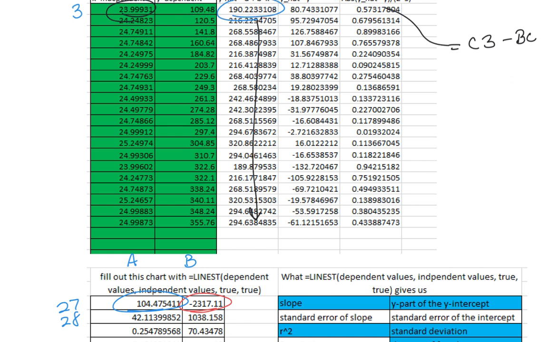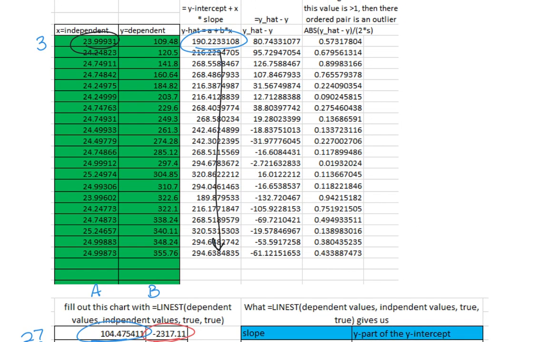All right. So then that gives me this, and once again, I'm going to highlight this, make sure I go down to the bottom corner and pull it all the way down as far as I need. Now what I need to do is do the absolute value of this, and I'm going to divide by 2 standard deviations. And you're like, why are you doing that? Because this is going to help me check for outliers.